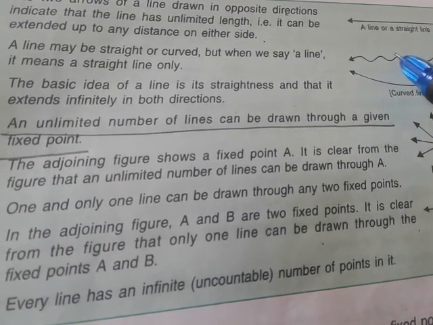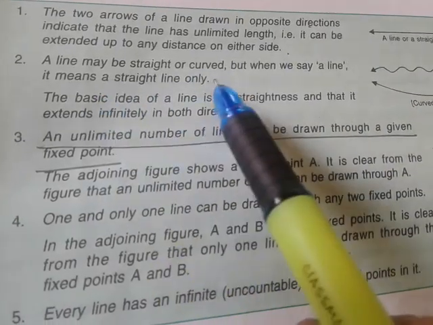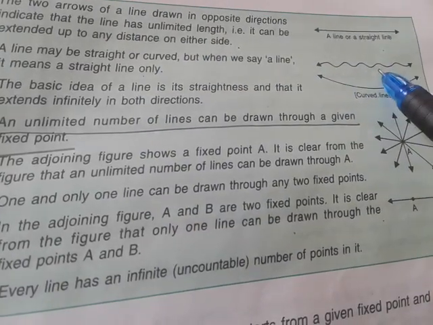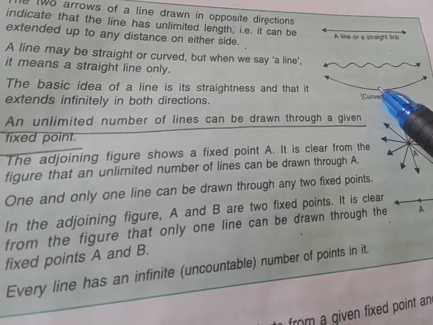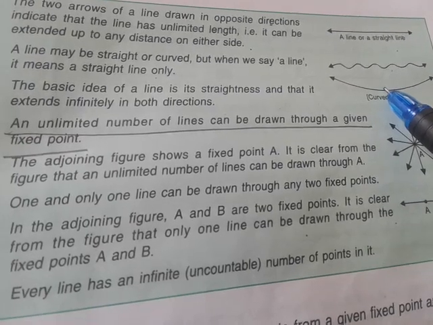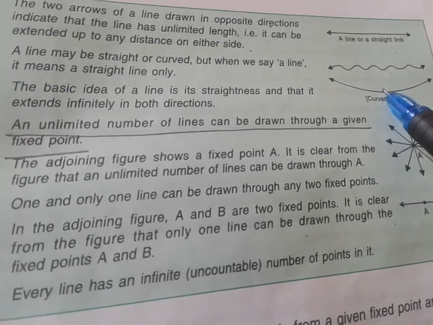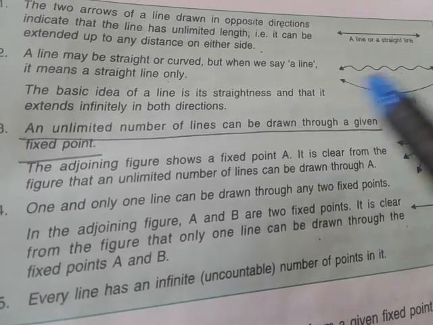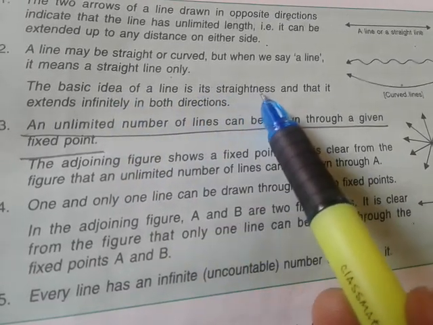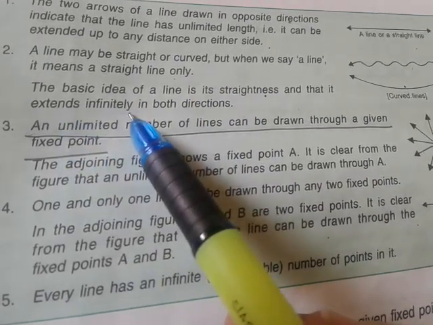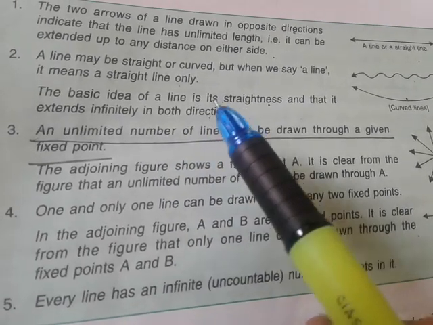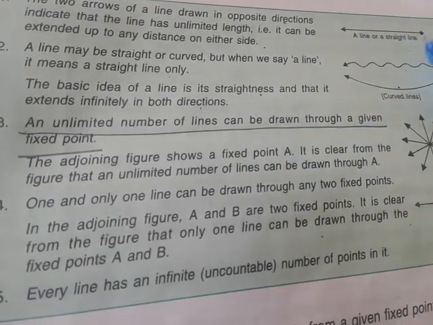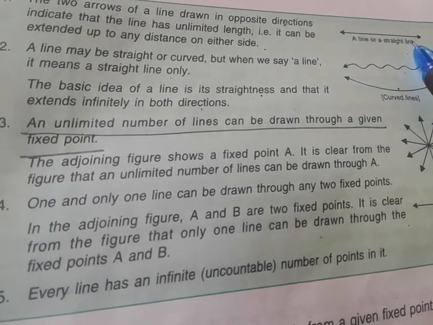Okay, so a line is always a straight line. A line may be straight or curved, but when we say a line, it means a straight line only. See, a line can be this type also, a line can be this type also, but in general when I say a line, it means only a straight line. If you want to mention specially that you want a curved line, then you have to say draw a curved line. All right, the basic idea of a line is its straightness, and it extends infinitely in both directions. So the most important part about a line is that it is straight, and second, you can extend it on both sides.